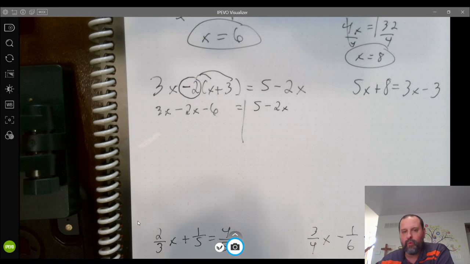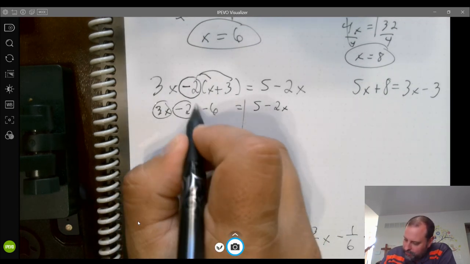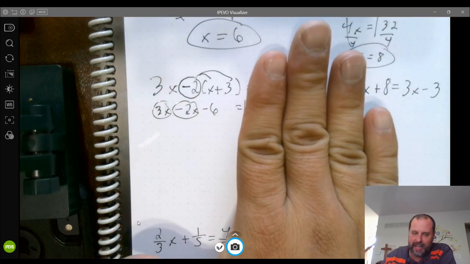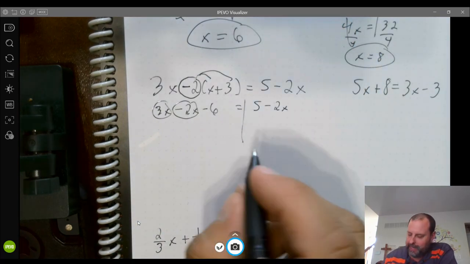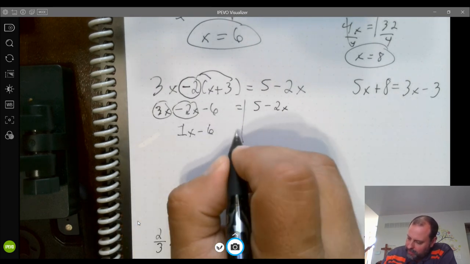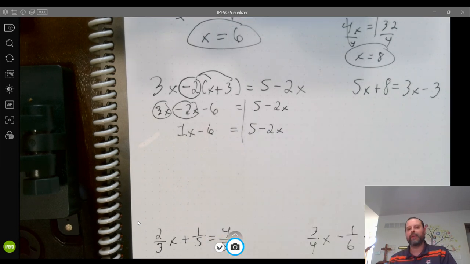Okay, I'm going one step at a time. So my next step would be I have like terms. Remember, like terms only apply to one side of that line. So 3x minus 2x is like 1x. If you want to put the 1 in there, you can. Minus 6 equals 5 minus 2x. Everything else is dropping down.